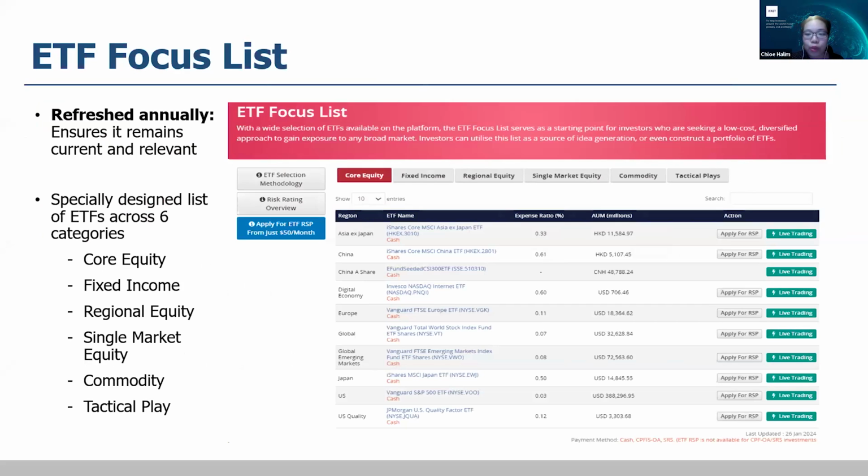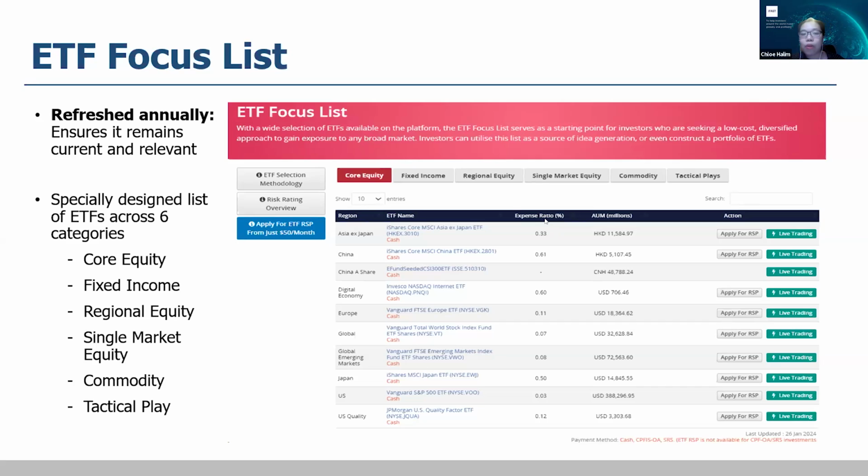We also want to share that we refresh our ETF focus list annually to ensure that our recommendations remain current and relevant. Currently, there are around 50 ETFs on our ETF focus list across these 6 categories as seen over here. It serves as a good starting point for investors who are seeking diversified exposure to ETFs at a low cost, as we try to zero in on the best-in-class ETFs within the certain categories.